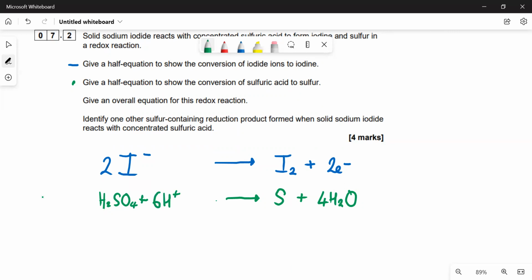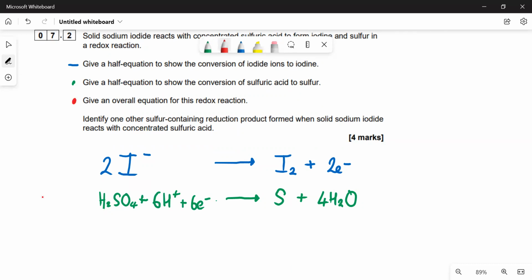Now we need to balance for charges. On the right-hand side of the equation, we've got no charge. On the left, we've got 6 positives coming from the hydrogens here. So that means we need to balance them by putting 6 electrons in, 6 negative electrons, 6 e minus. Okay, now we've got to do the final thing. We've got to give an overall equation for this redox reaction.